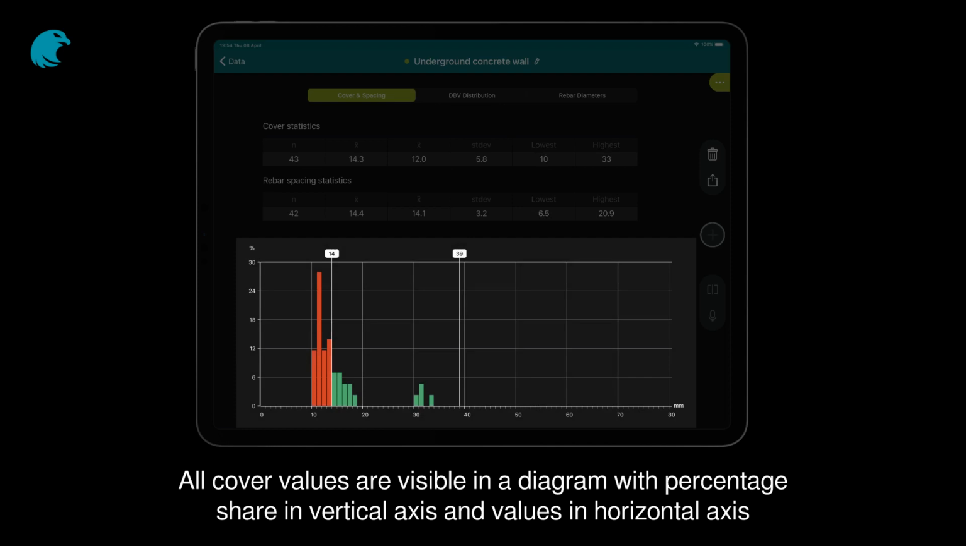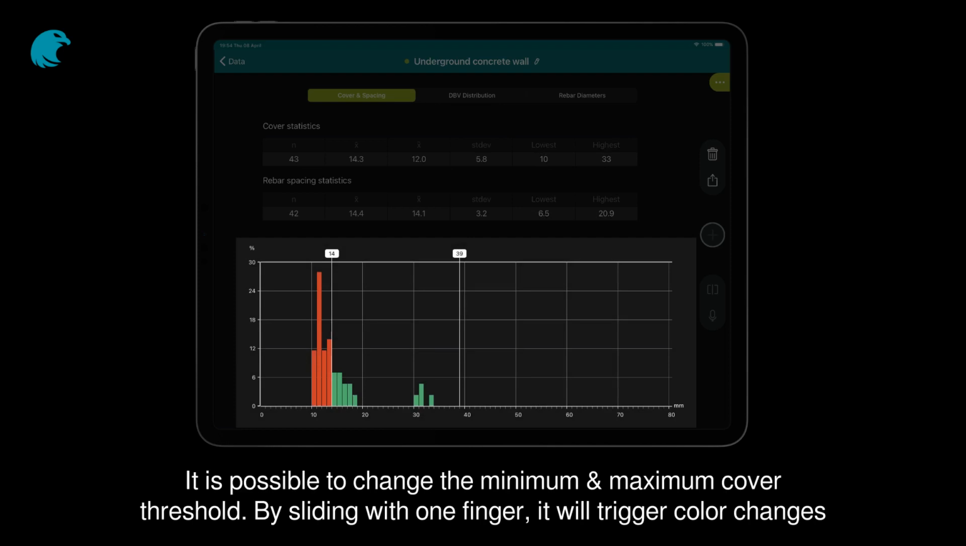It is possible to change the minimum and maximum cover threshold. By sliding with one finger, it will trigger color changes.